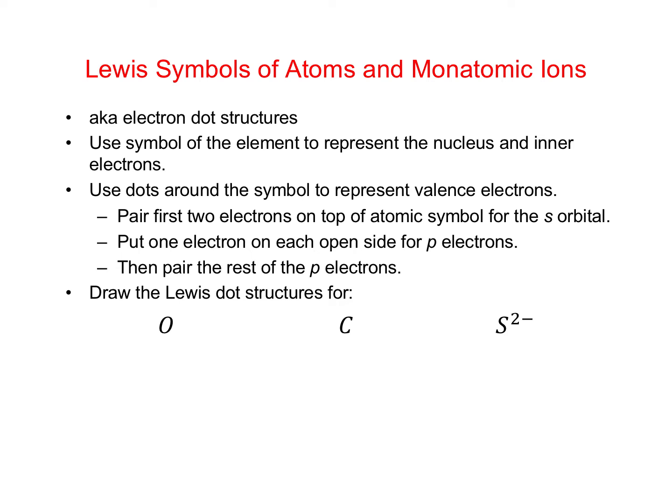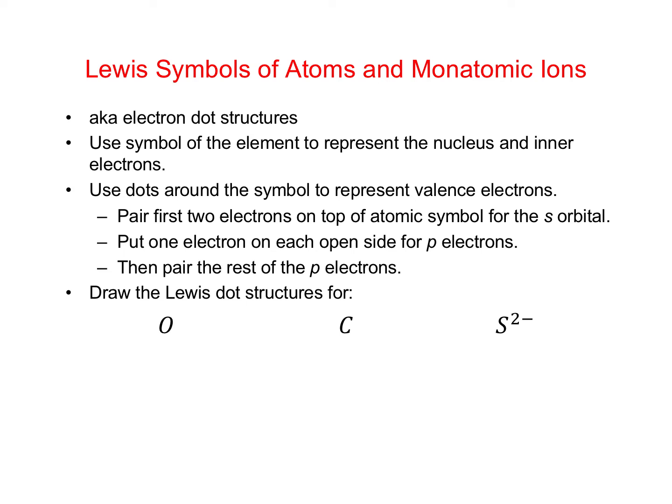The way I do Lewis structures for atoms is I use the four sides. If you imagine putting a box around the elemental symbol, I use those four sides to represent the top, the outermost s electrons, and the outermost p electrons would be on the other three sides. And we use a dot to represent each electron.